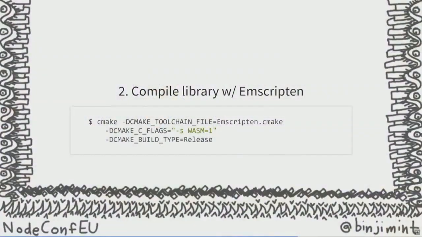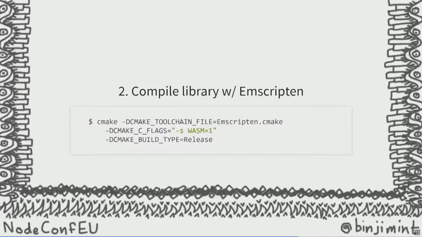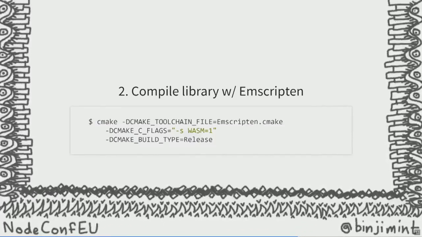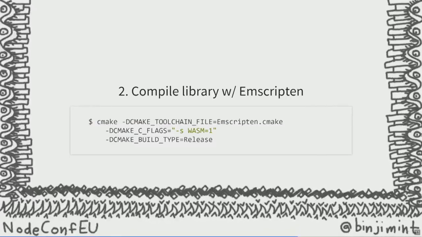I compiled with Emscripten. I already had Emscripten set up, but it's actually really easy. If you just search for Emscripten, you can build it right away, or you can just download it and get access to it. Brotli is compiled with CMake, so I pass in a toolchain file, which basically says, instead of using your host toolchain, use Emscripten instead. That's all that's doing. Then you pass in this flag here, -s wasm. What that's saying to Emscripten is, generate WebAssembly code. And then finally, I say, build the release version of it.